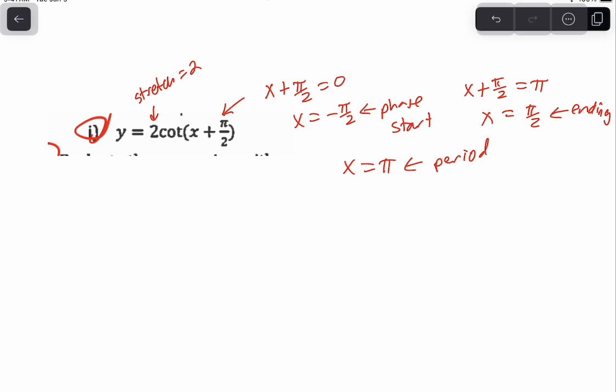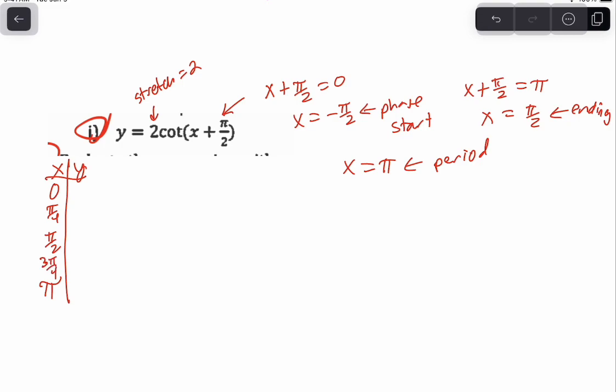Okay. So let me give you the chart for a cotangent. Cotangent starts at 0, ends at pi. That's one cycle of it. So just cut that in half and cut that in half again.